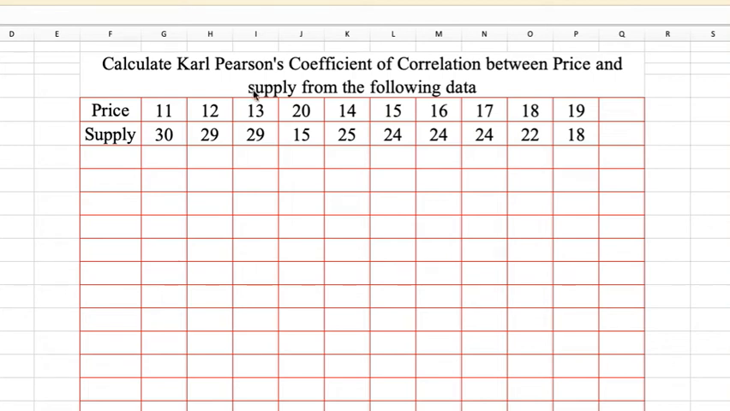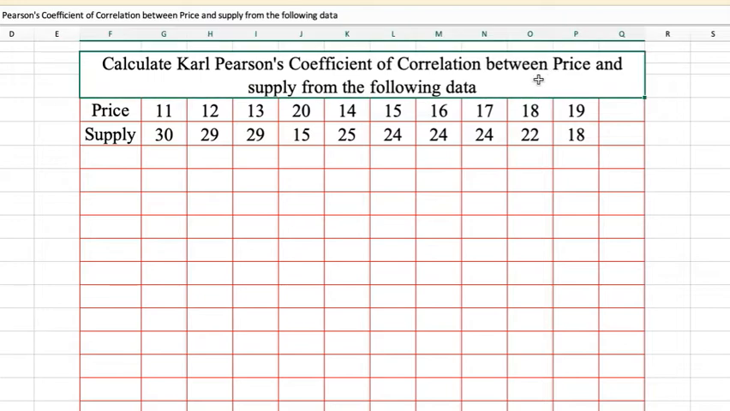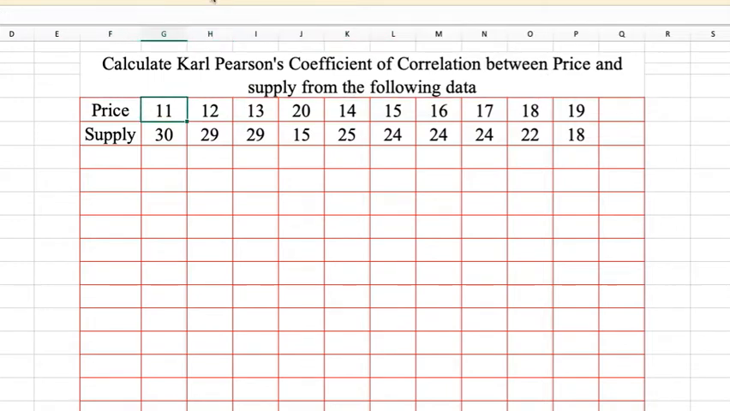So my dear students, today I am going to discuss with you one very important concept from business statistics. Here I am talking about the correlation concept. In it, I am going to calculate Karl Pearson's coefficient of correlation for the given data. Here we have two variables, one is price and the other one is supply.